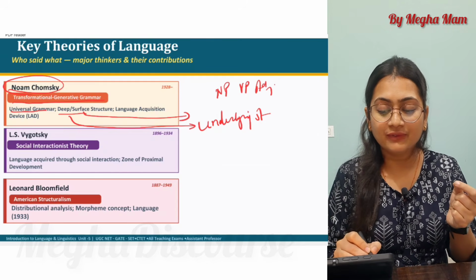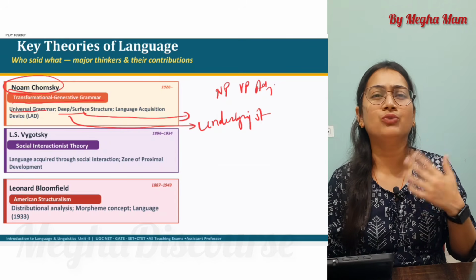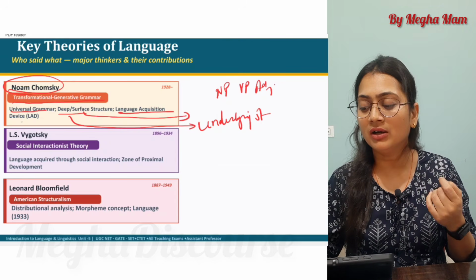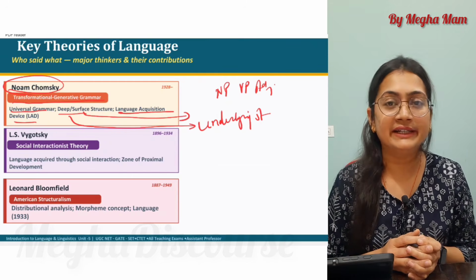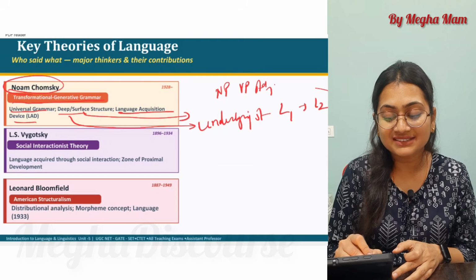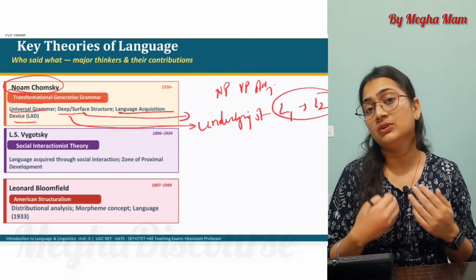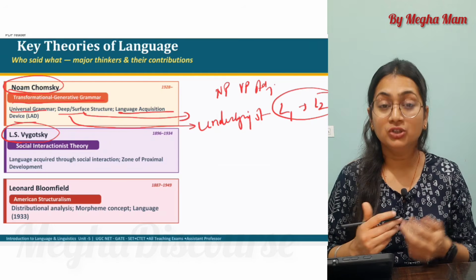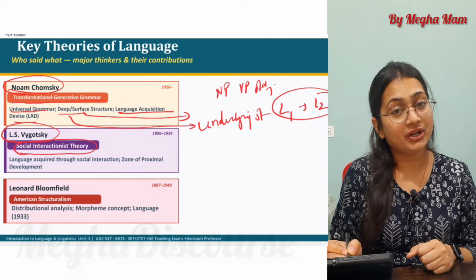Then we have the language acquisition device, LAD, in which a child learns from cooing, babbling, one word, two words, and how we learn language 2 from language 1. So that is the LAD. Okay. Then we have Lev Vygotsky. He gave the social interactionist theory, that we learn language through social interaction. Language is acquired through social interaction.